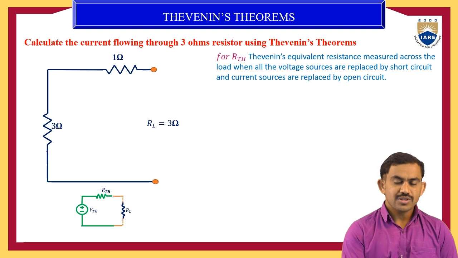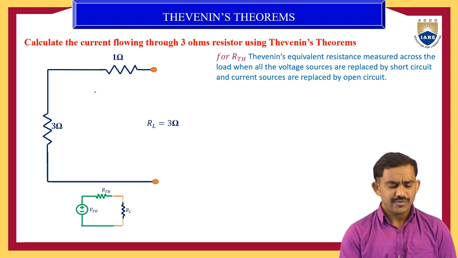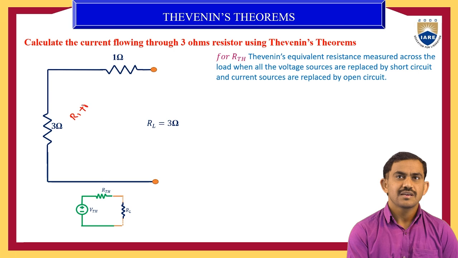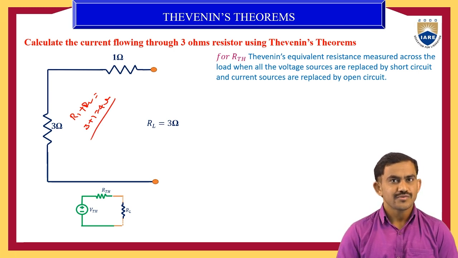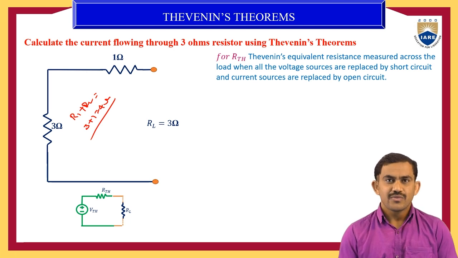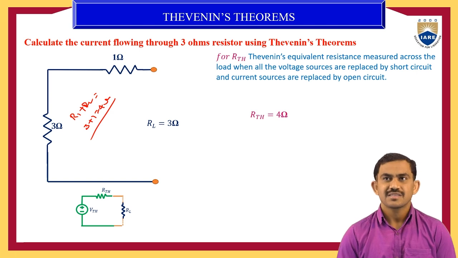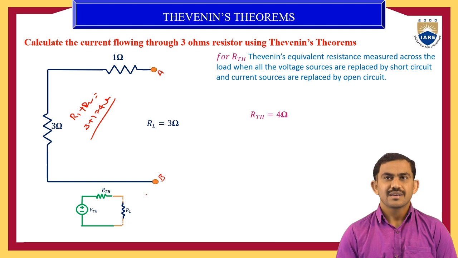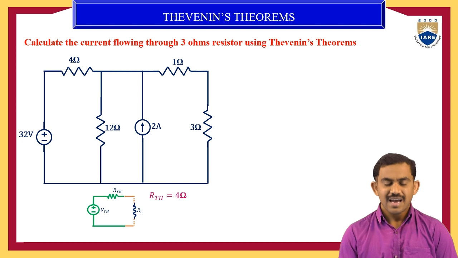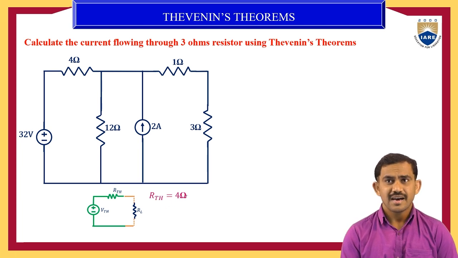Now both resistors are in series. For series we have the formula R1 plus R2. The 3 ohms and 1 ohm are both in series, so 3 plus 1 equals 4. So your RTH value is 4 ohms. Across the load terminals, your equivalent resistance value is 4 ohms. Now I have the RTH value.